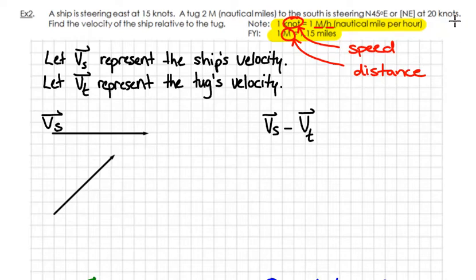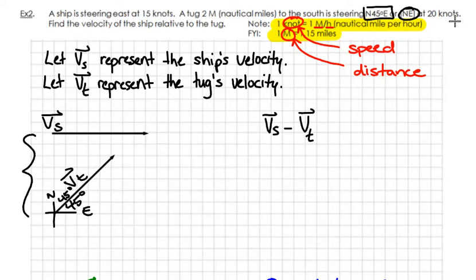Okay, so let me fill in that diagram a bit. This is going to be our VT. That's north, this is east. So this will be 45 degrees. Since that's 90 degrees, couldn't we also say that this is 45 degrees? Instead of saying north 45 degrees east, they may as well just say northeast, because the vector is going straight through the middle of north and east. And this will be a distance of 2 nautical miles apart.